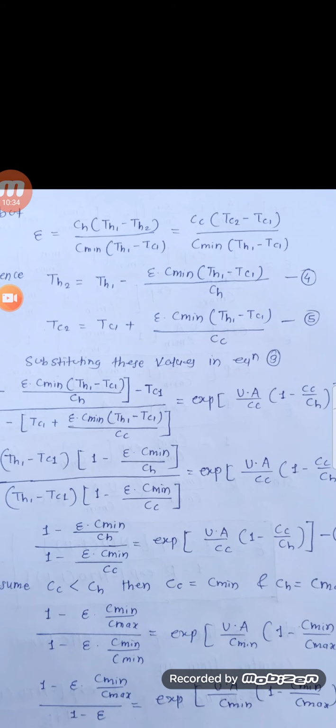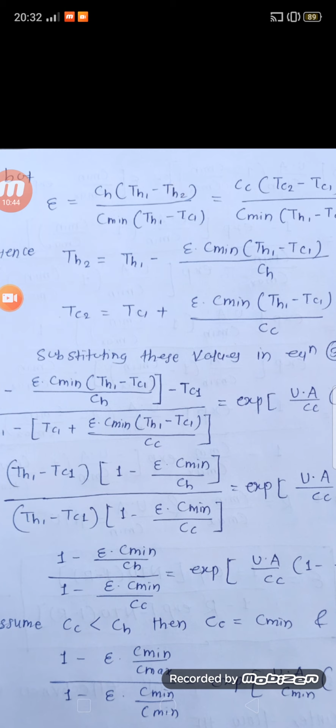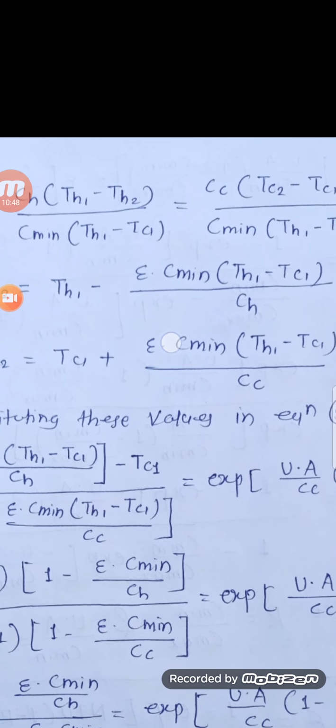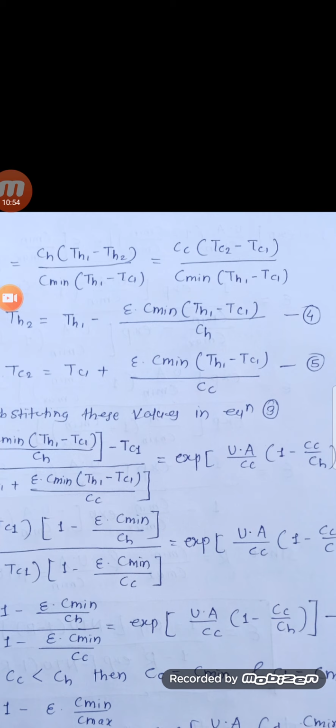So from this equation we have to write the equation for TH2 and the equation for TC2. So what is the value of TH2? By rearranging the terms, TH2 is equal to TH1 minus epsilon into C minimum into bracket TH1 minus TC1 divided by capital CH, and that equation is nothing but equation number 4.